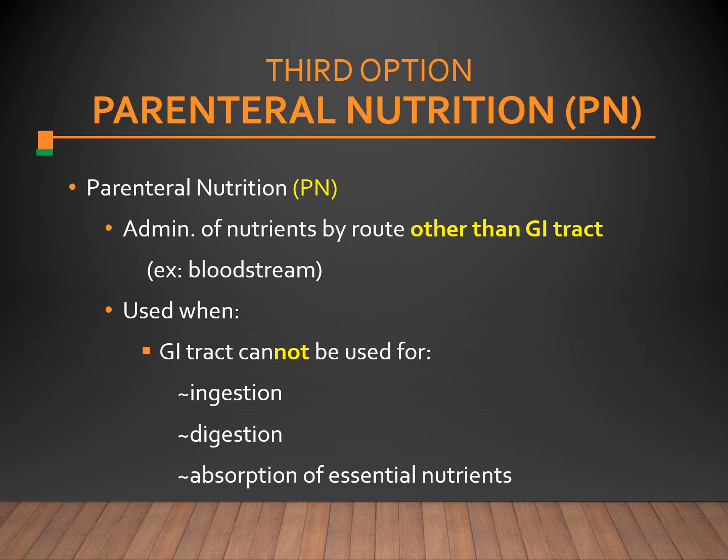The third type of nutrition you can use is parenteral nutrition. This is administration of nutrients by a route other than the GI tract. So if you remember the other options, you need a working GI tract. This is using the bloodstream to provide nutrients. It's usually used when the GI tract cannot be used for ingestion, digestion, or absorption of essential nutrients.